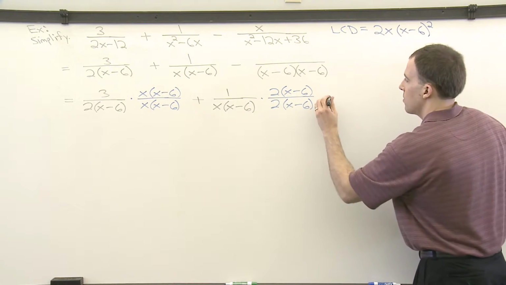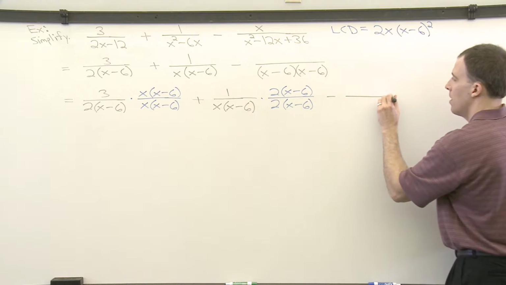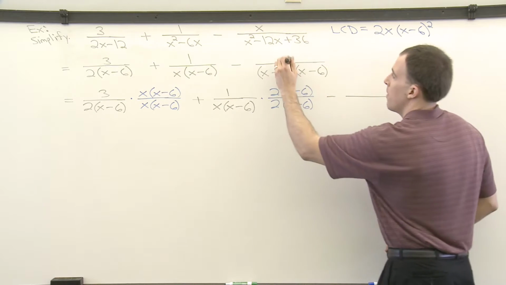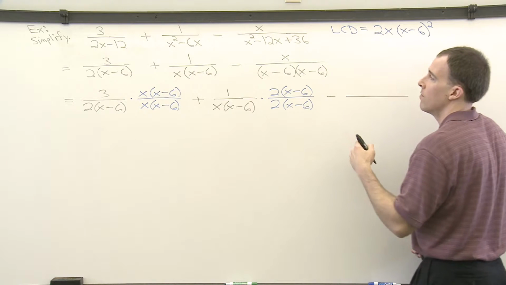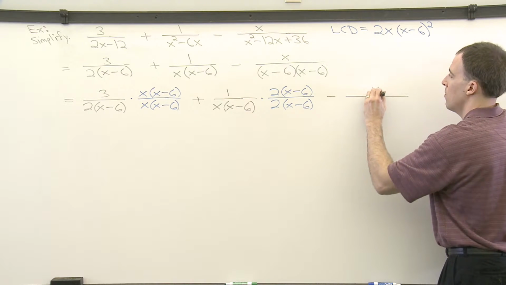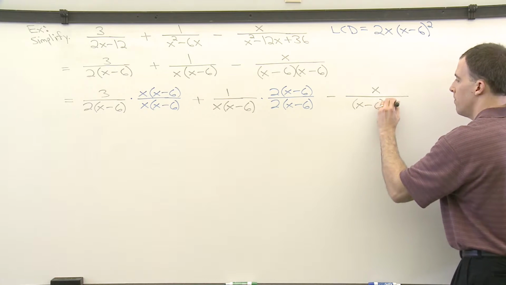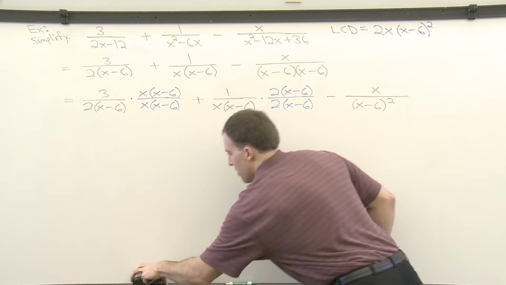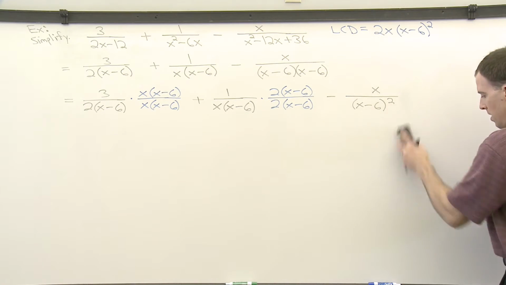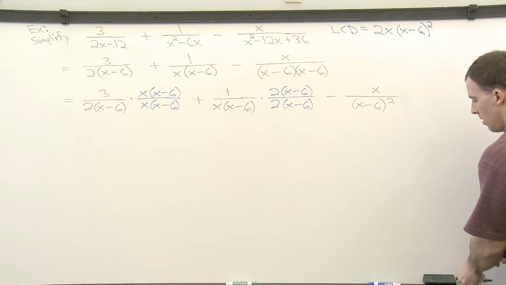And then for the third fraction, let's see, I forgot to copy the x here in the numerator of the third fraction. I apologize. So we have x over, it's already got x minus 6 squared on the bottom. So let's now think, what does it need to be multiplied by in order to form the common denominator?